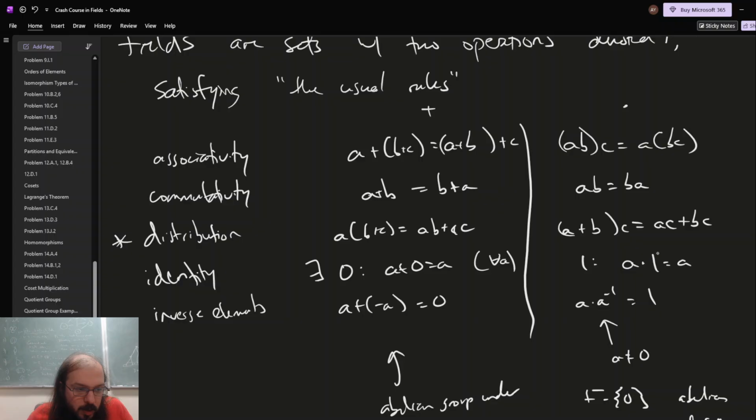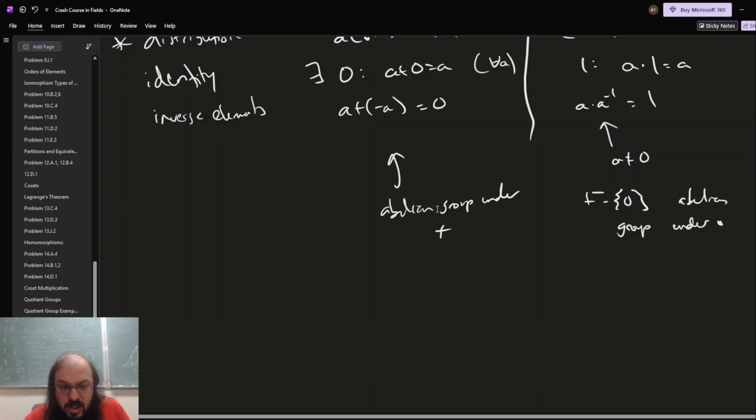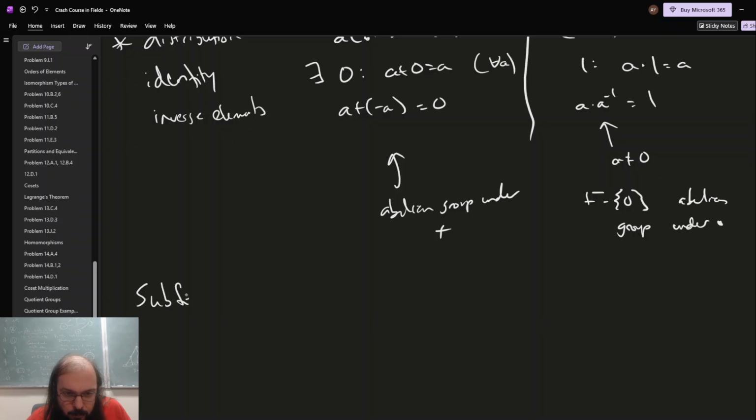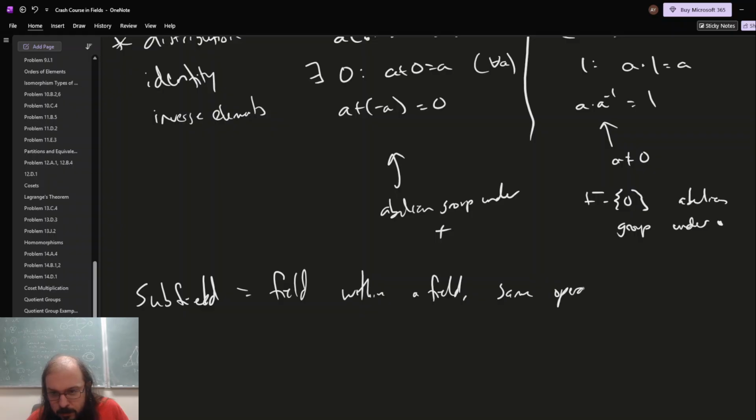Okay, so the next thing I wanted to say is that just like with groups, we spent a lot of time talking about subgroups. We can talk about subfields also. Subfield is a perfectly good concept. It means what you think it means. It means a field within a field. Same operations. Same identity. I guess I should say identities.